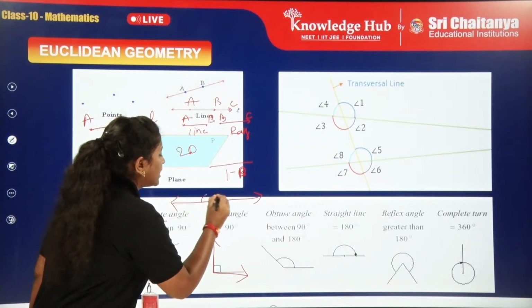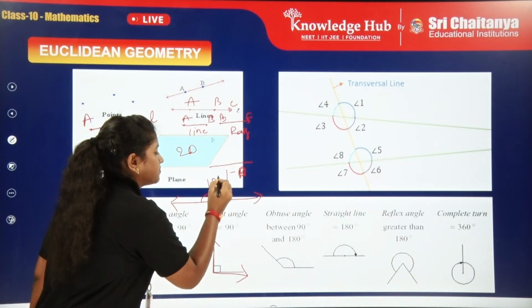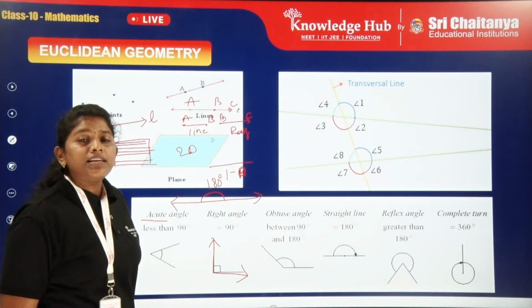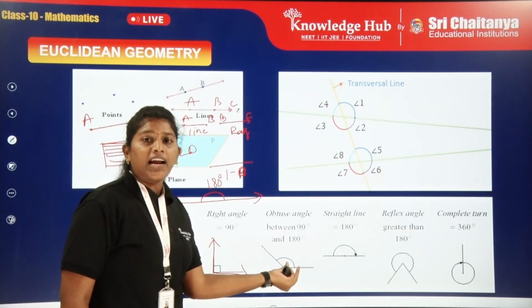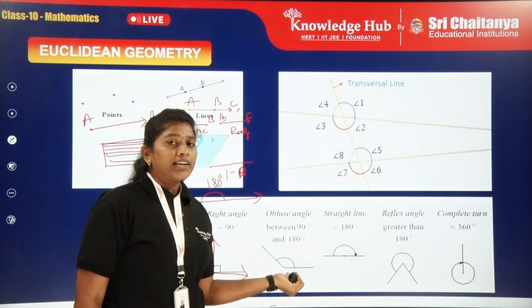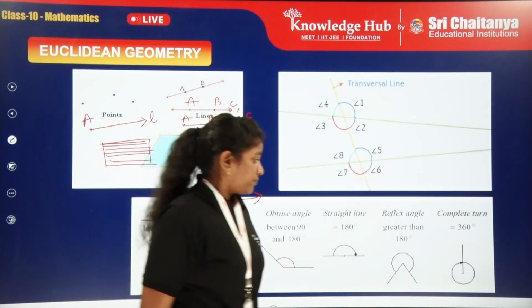Now the angle of your straight line will become 180 degrees. So 180 degrees is called the straight angle. Now if I have an angle in between 90 and 180, we are going to call it the obtuse angle.